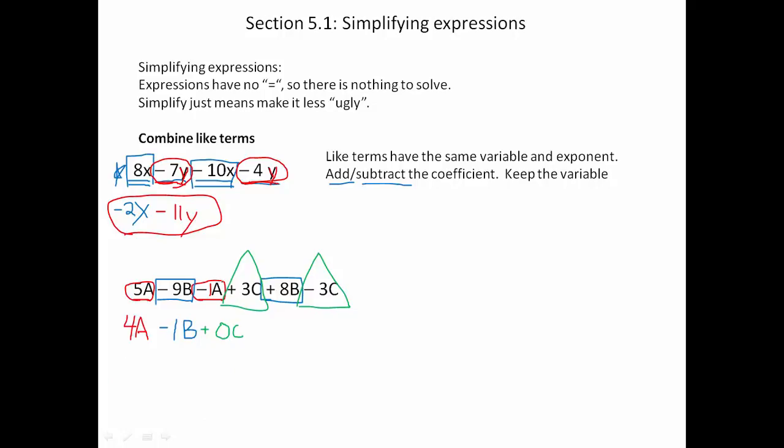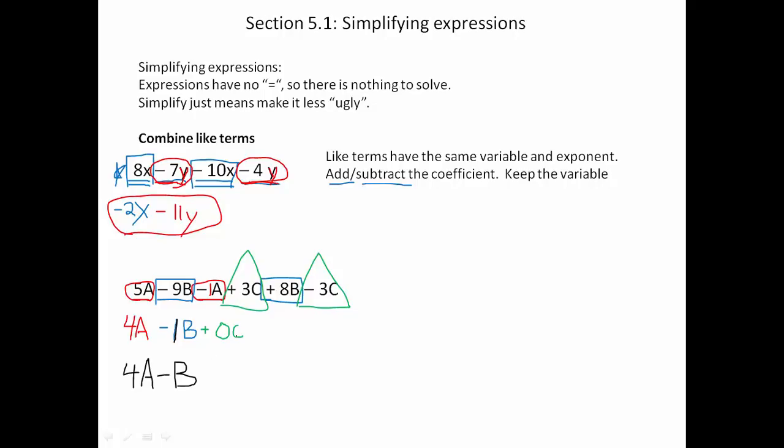You notice when I had the 5 and the a and I combined them, I put that 1 in front of the a, because if there is no number in front of a variable, you can put a 1 there. And likewise, I have this 1 in front of the b. And if there's a 1 in front of a variable, you don't want to write it in your final answer. So this becomes 4a, that's fine. And it's just minus b. You don't write the 1 as the coefficient if it's there. If there's a 1 in front of a variable, you leave it off.